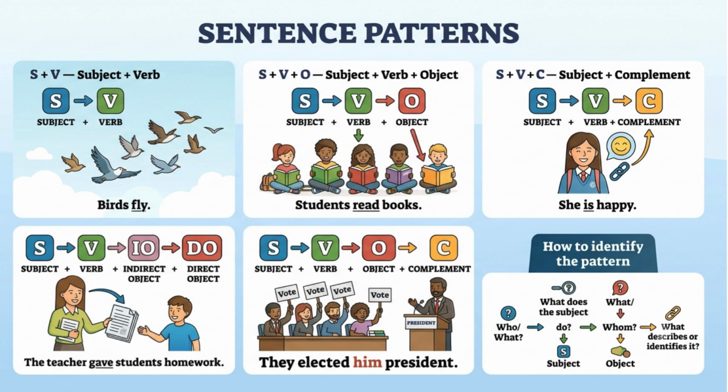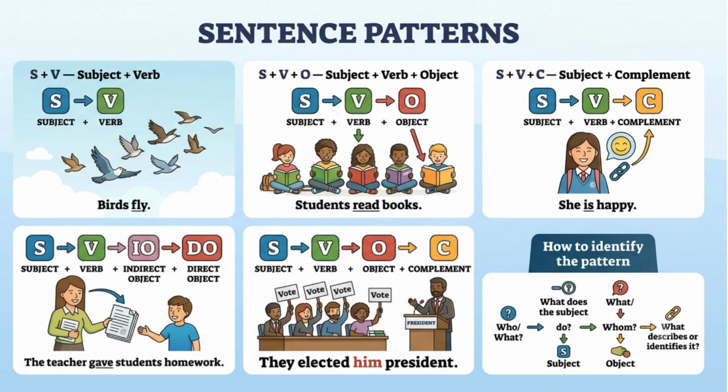Now that we have covered those 3, let's explore a pattern used when something is being transferred. Subject plus verb plus indirect object plus direct object. Think of a sentence like, the teacher gave students homework. Wait, that one feels a bit more crowded. So in the teacher gave students homework, I see 2 things after the verb.